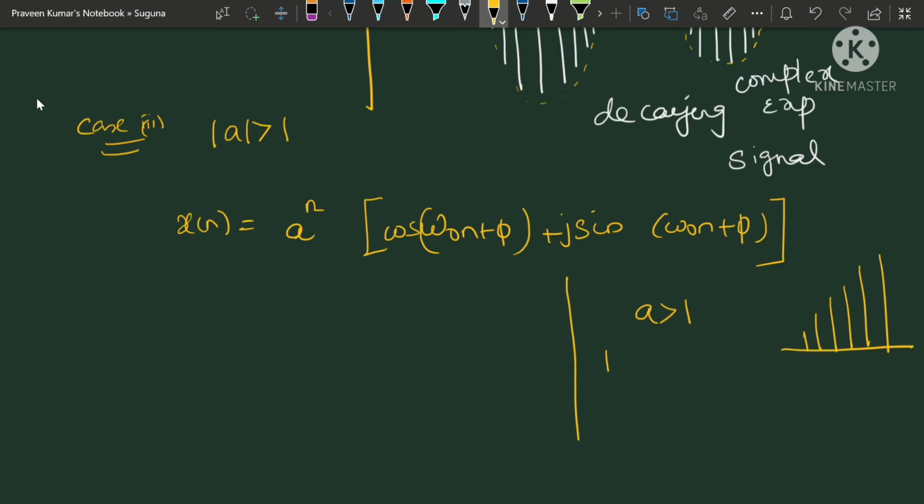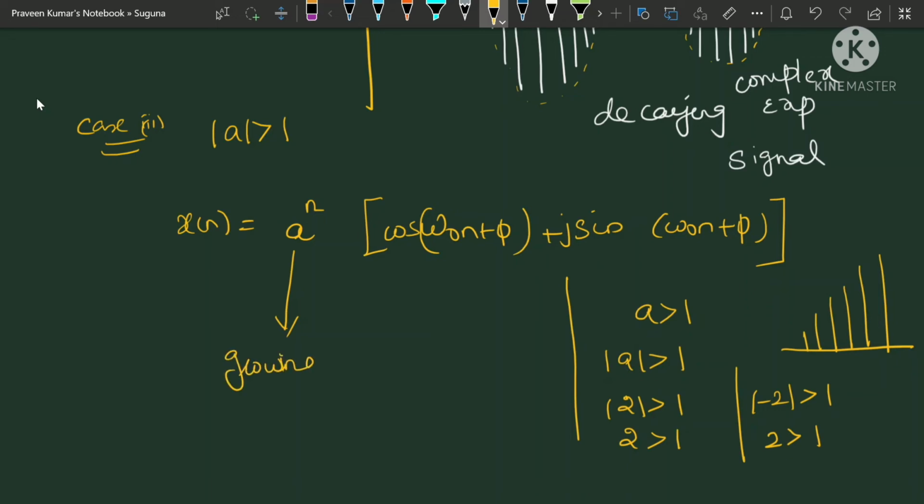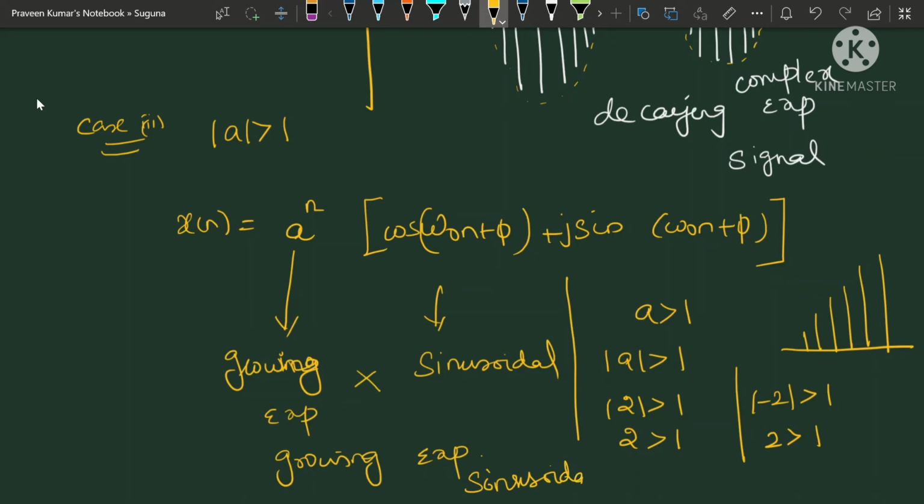Okay, the same case here, modulus of a greater than 1. So if you take a as 2, greater than 1, the modulus of 2 becomes 2, greater than 1. If you take minus 2 also, the modulus is 2, greater than 1. For both positive and negative values of a, the nature of the signal becomes growing. For this a power n, the signal waveform is growing exponential. This is sinusoidal signal. If you multiply both, you will get growing exponential sinusoidal signal.